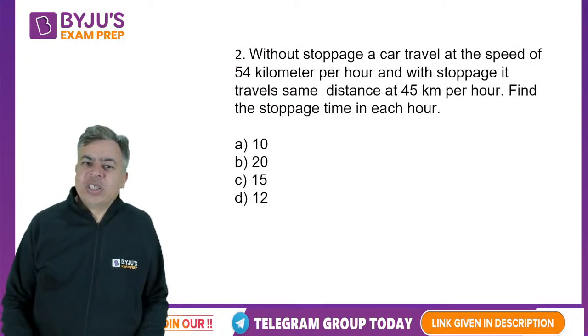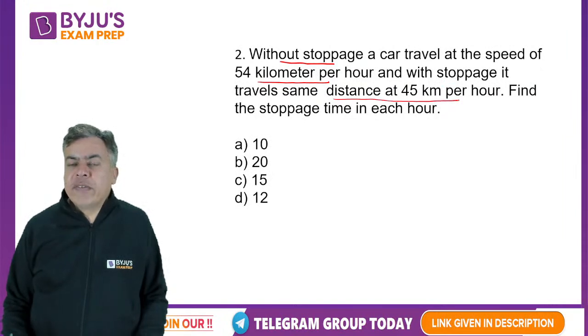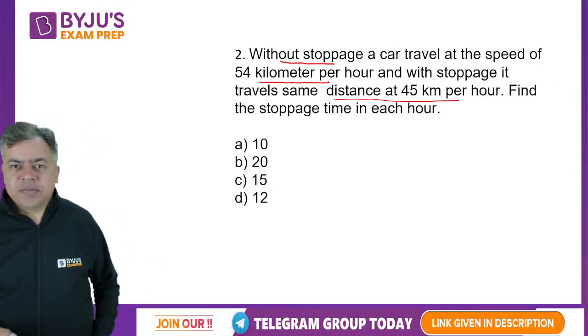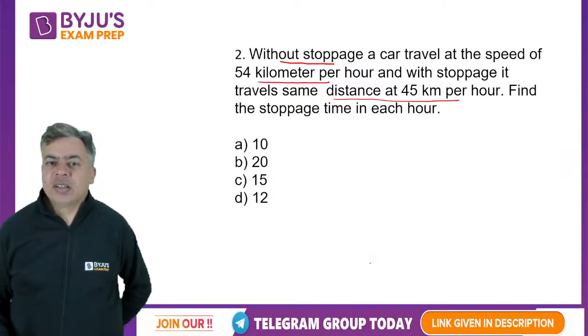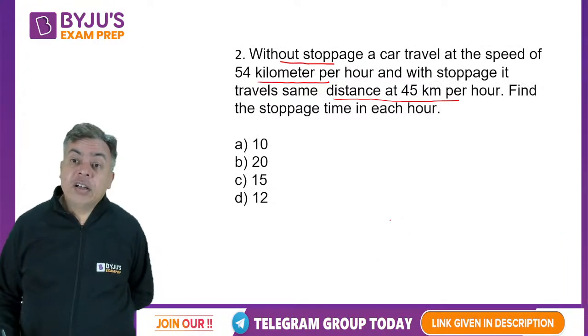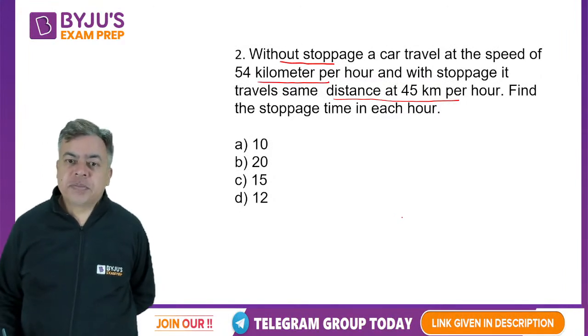Okay. Now see this question. Without stoppage, a car travels at the speed of 54 kilometers per hour, and with stoppage, it travels the same distance at 45 kilometers per hour. Find the stoppage time in each hour. So here the speed of the car without stoppage and with stoppage is given. We need to tell the stoppage time per hour.